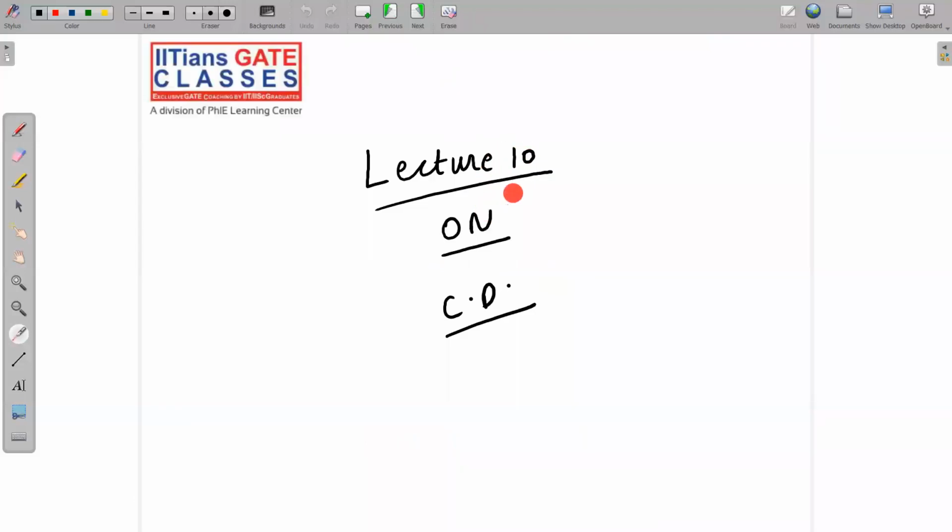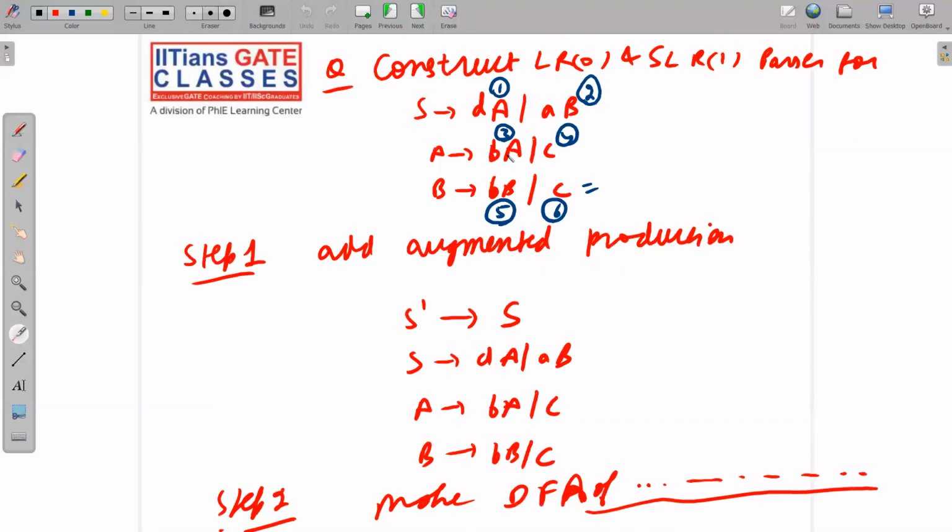This is lecture 10 on compiler design, and in this lecture we are going to resume our previous lecture only. Okay, in the previous class we were discussing LR0 and SLR1 parser, and in today's class we will extend the previous lecture only. So in the previous class we have done construction of LR0 parser for this grammar, if you remember. If you do not remember, please watch my previous lecture. That is lecture number 9.